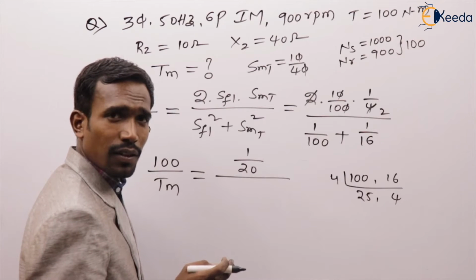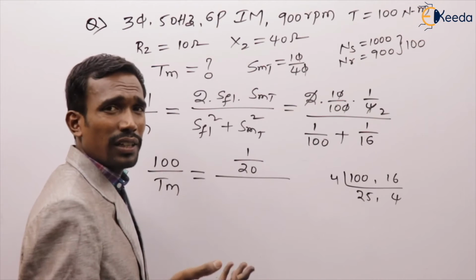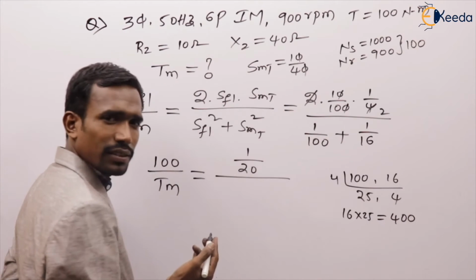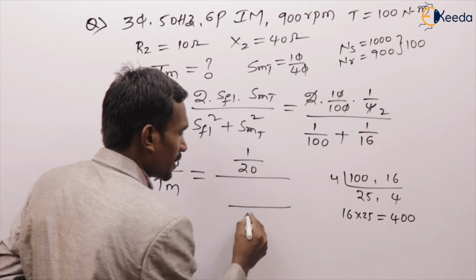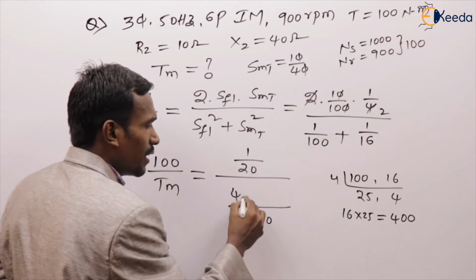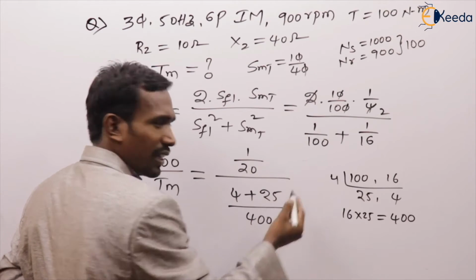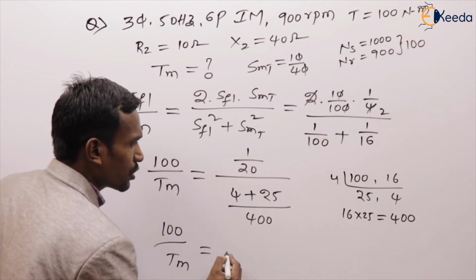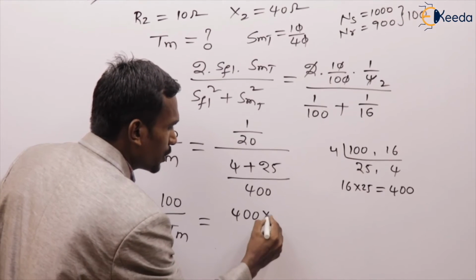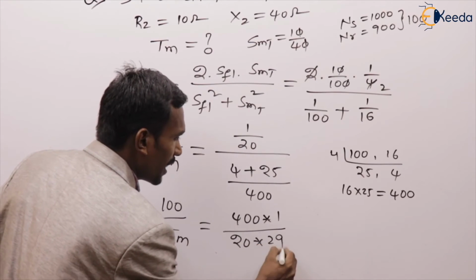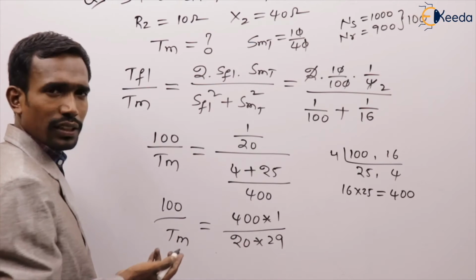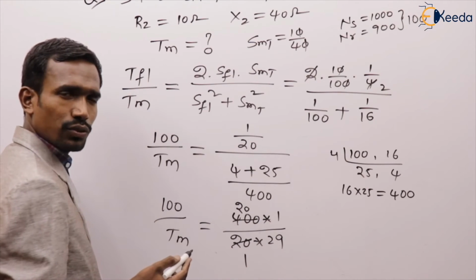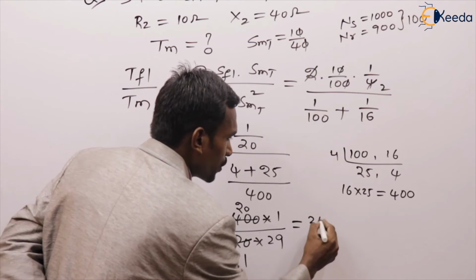16 25s are 400. Here the LCM is 400, and here 4 plus 25 gives 29. So 100 divided by maximum torque equals 400 into 1 by 20 into 29, which is 20 20s are 400. So what is the value? 20 by 29.